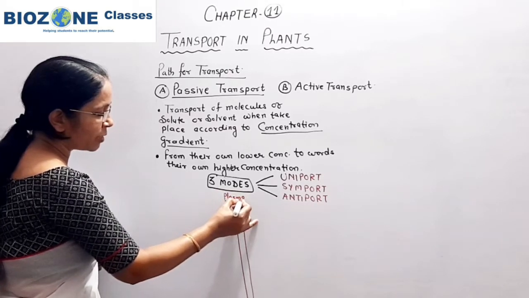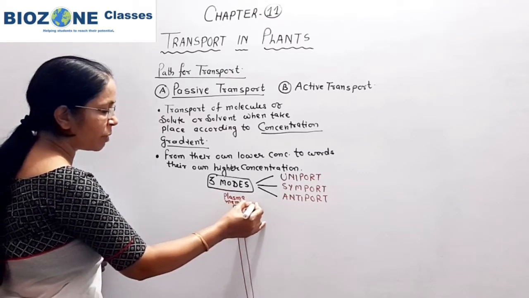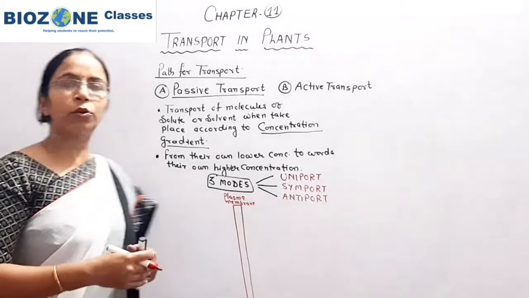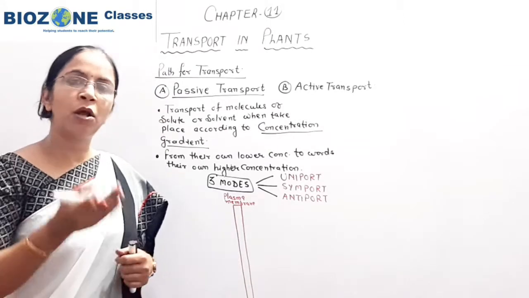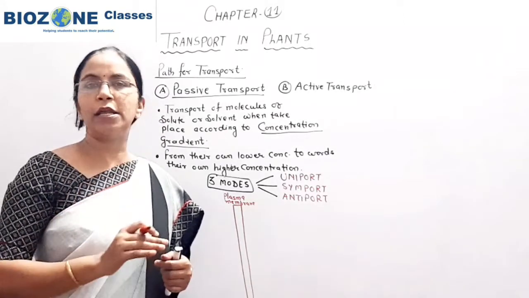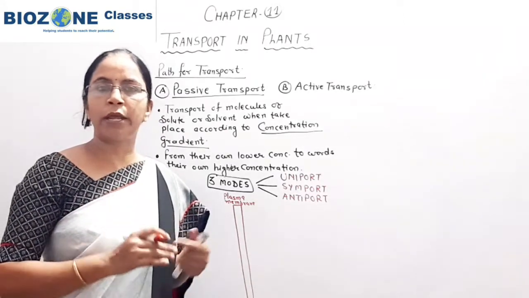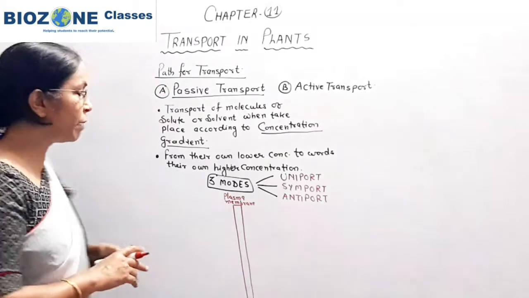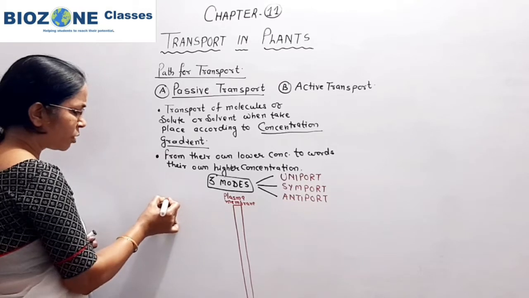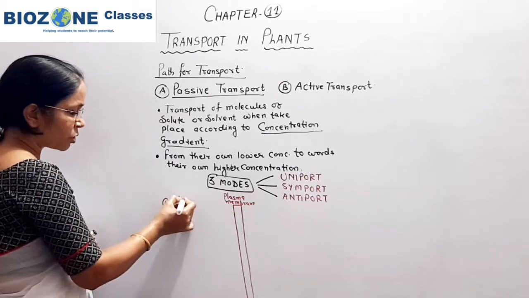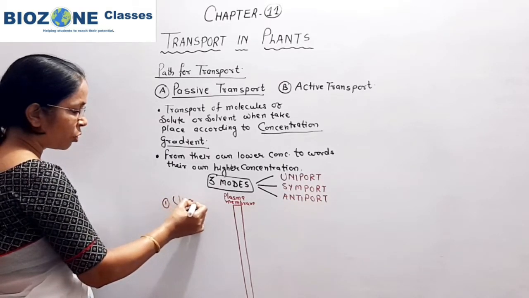Now across this plasma membrane means either the molecule is transported towards the outer surface of the plasma membrane, or from the outer surface it enters inside the plasma membrane, in the cytoplasm. So first we study uniport.